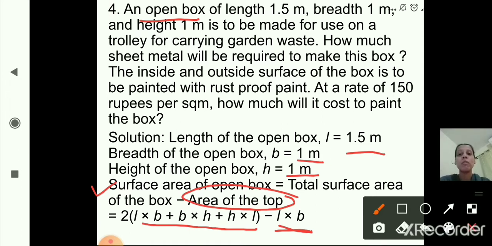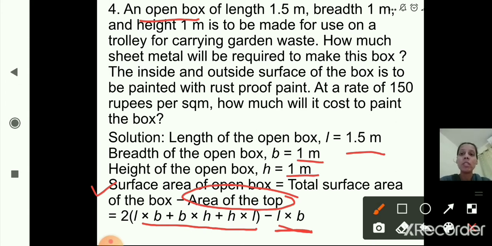Okay, so once again we will revise. In solution first we will write down what is given. Length is given, breadth is given and height is given. What is length? Length of the open box is 1.5 meter, breadth of the open box is 1 meter and height of the open box is 1 meter. Okay, now we will find out surface area of open box. As the box is open, we will find out surface area of open box.